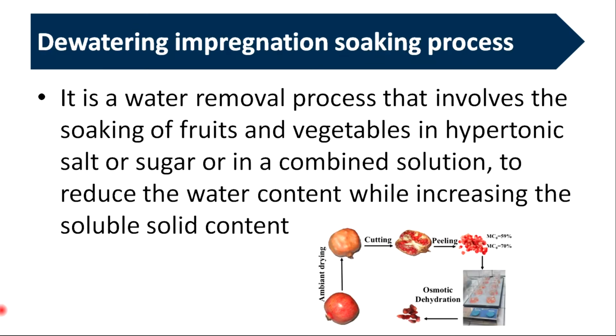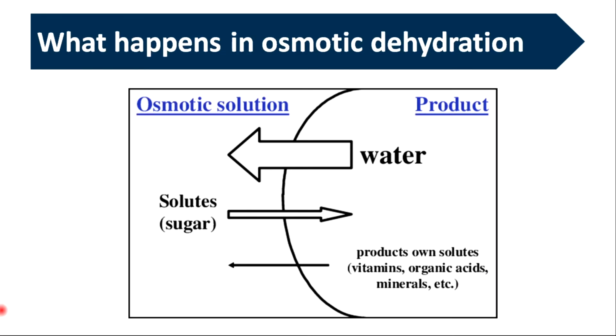Osmotic dehydration, also called the dewatering impregnation soaking process, is a water removal process that involves the soaking of fruits and vegetables in a hypertonic salt or sugar or in a combined solution to reduce the water content while increasing the soluble solid content. This is a multi-component diffusion process.